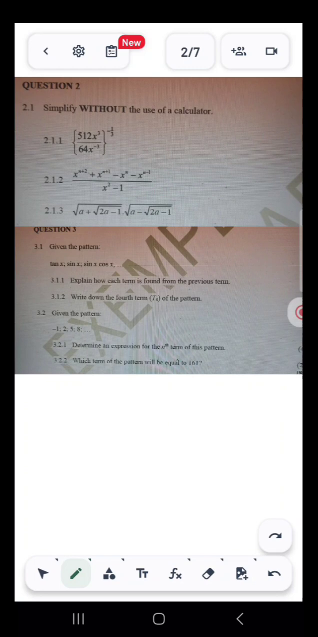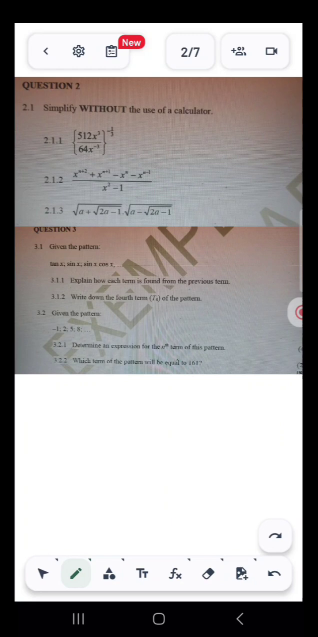And then that's where 3.1.1 asks us to explain how each term is found from the previous term. Now, if it was an arithmetic series, we'd have our plus and our minus, especially since we're dealing with trigonometric functions. But for a mere factor, especially since the third term is multiplied, sin x times cos x, it shows that in order to get the next term, they are multiplying. So it means this is a geometric sequence.